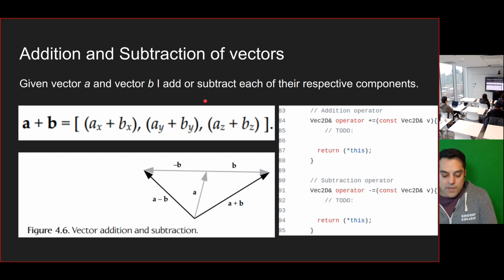And for this vector addition and subtraction, well, I kind of showed this already, but when you add two vectors or subtract them, you just do that one component at a time. So that should be relatively straightforward looking at this example here.